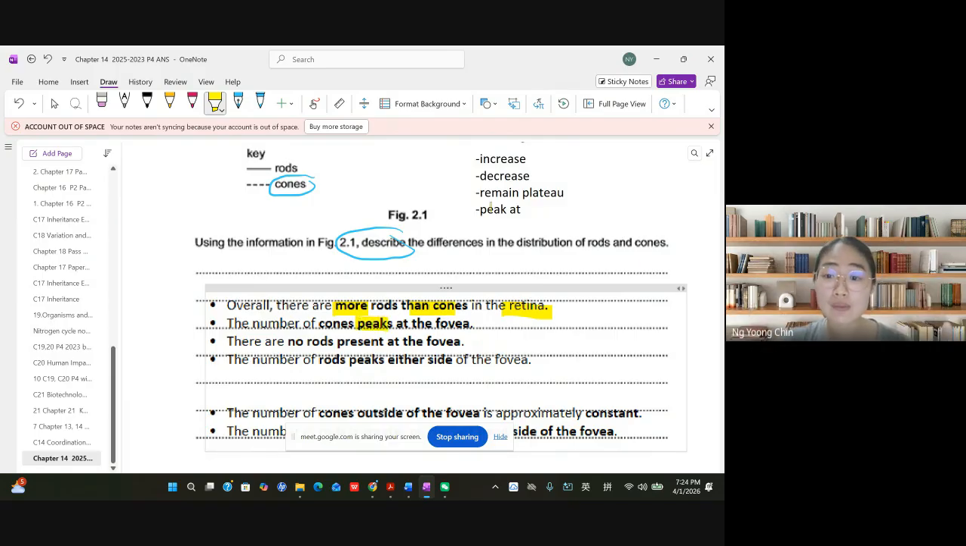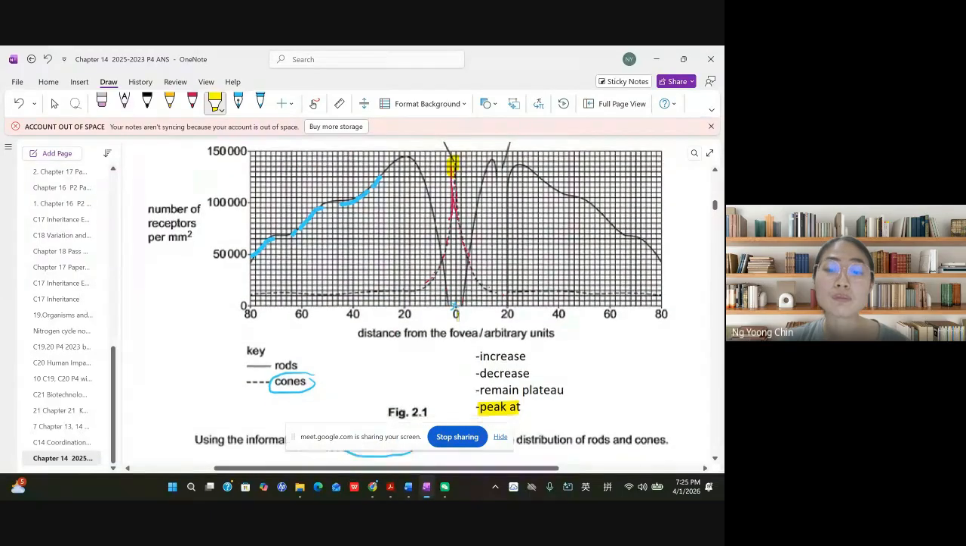Peak, that is the keyword you use: peaks at something. It is the same as when you describe the enzyme curve, something like the enzyme peaks at a certain temperature with the highest rate of enzymatic activity. Just use the keyword. And then there are no rods present at the fovea. No rods, totally empty.